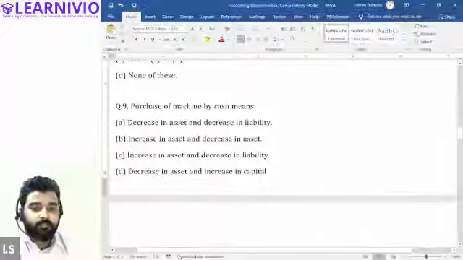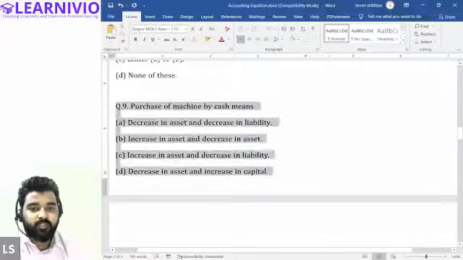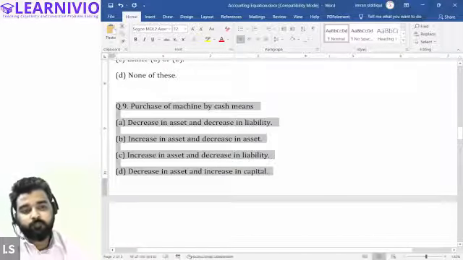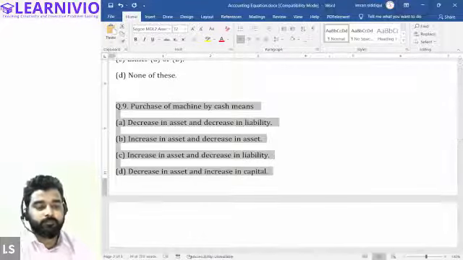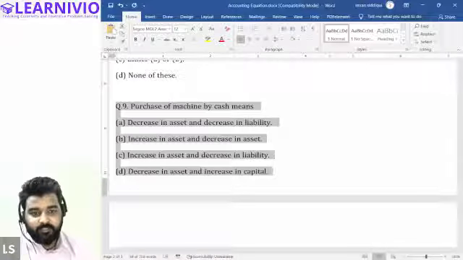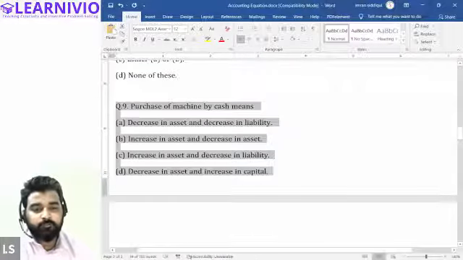Okay, next, let's do question number nine. Purchase of machine by cash means. Sameeksha, purchase of machine by cash means? Increase in asset and decrease in asset. Okay. Peer, please answer this.